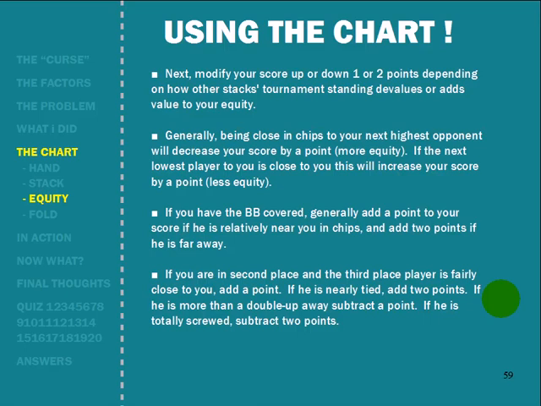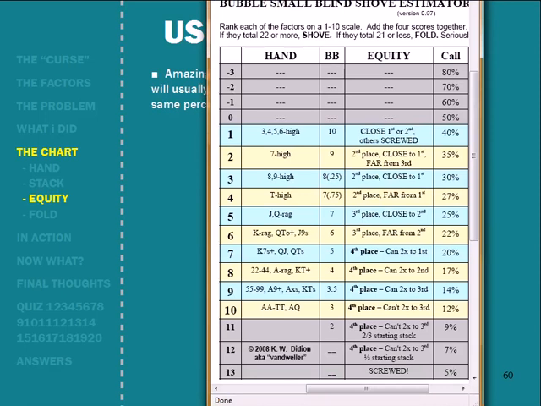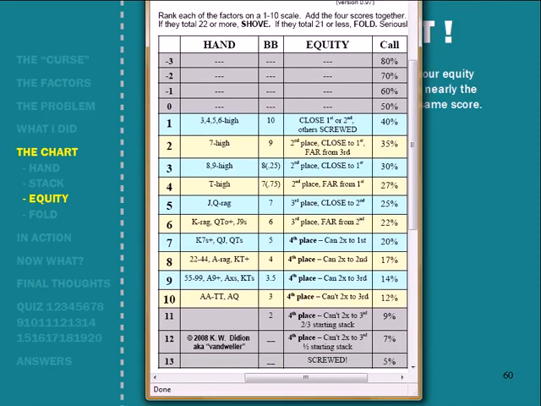If he's more than a double up away from you, then subtract a point. That means you have more equity, therefore it's less of a shove indicator. And if he's totally screwed, if he's got like less than his starting stack and he's nowhere near the rest of the players, then go ahead and subtract 2 points. And that's if you're in second place specifically. So we're going to go through examples and show you how all this works. If you haven't followed it up to this point, I think it will become evident in the examples.